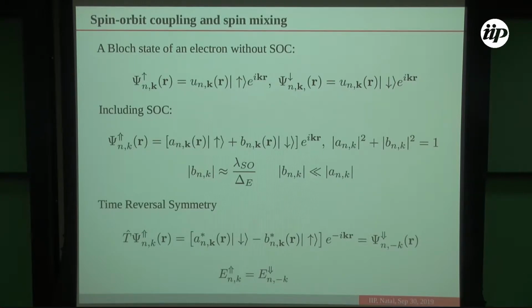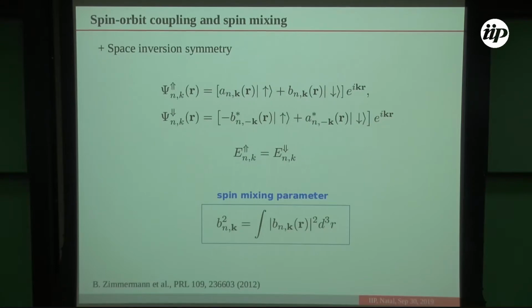If our system has time reversal symmetry, then by Kramers degeneracy the time reversal partner of this state will be degenerate, but at the minus momentum. If additionally the system has space inversion symmetry, then those two degenerate Bloch states have to be degenerate at every k point in the Brillouin zone. So all the bands in all those materials I showed you are always spin degenerate.